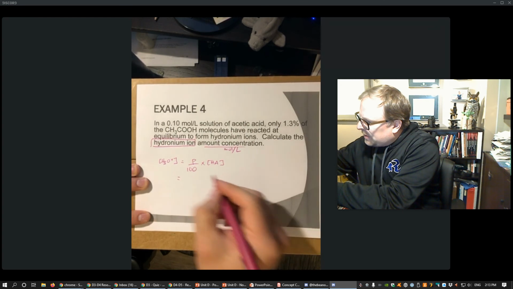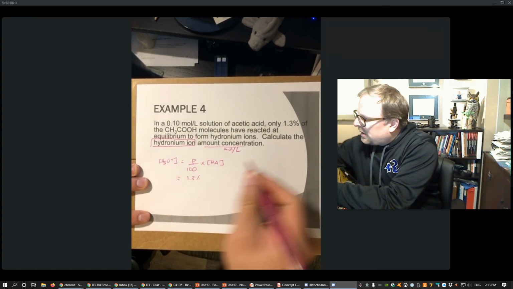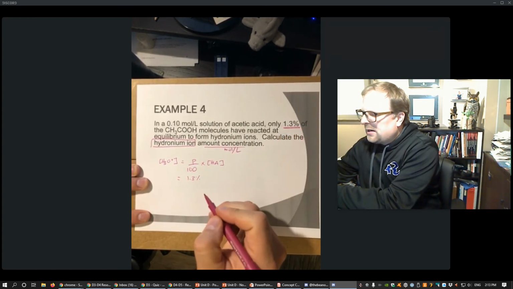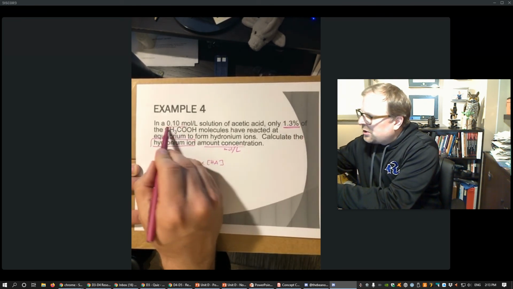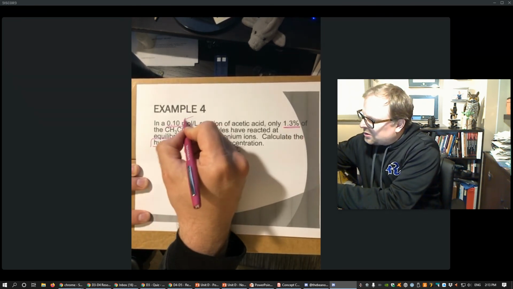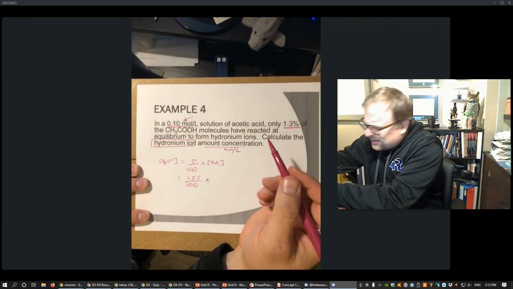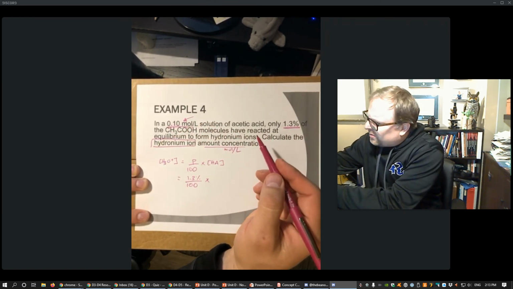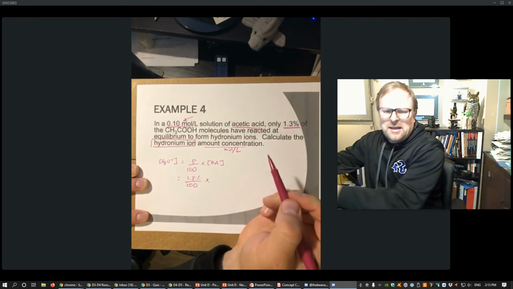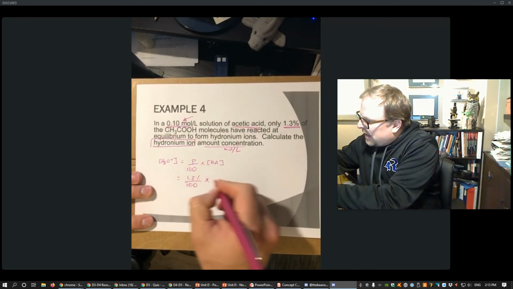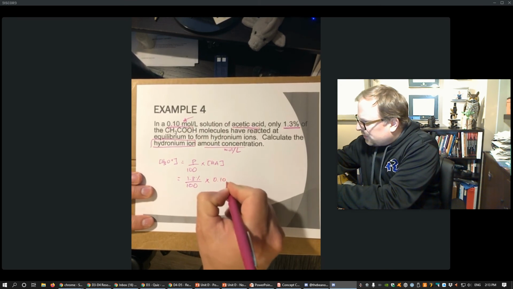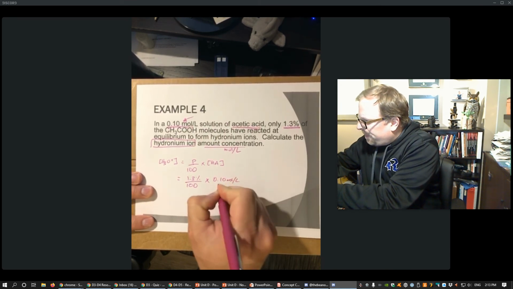So it's going to be 1.3%, right? Because there is our percent ionization divided by 100 times the concentration of our weak acid. There's the concentration of our weak acid. How do we know it's a weak acid? Well, it's not one of the 6, right? We said that it's acetic acid. Acetic acid is not one of the 6 strong acids. So we're going to do that times 0.10 moles per liter, okay?